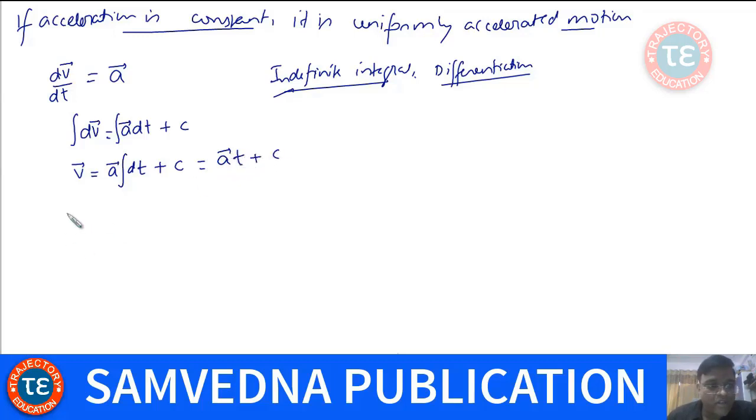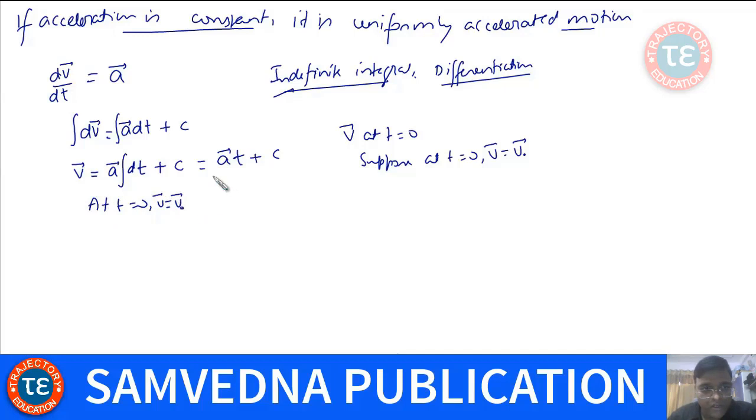So that will be at plus c. And in order to evaluate this constant, you must know the velocity at time t equal to 0. So suppose at t equal to 0 the velocity is v naught. So you just put t equal to 0 over here.